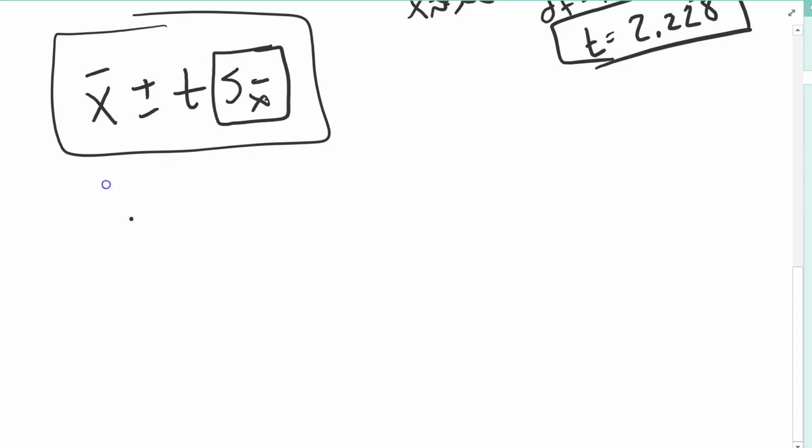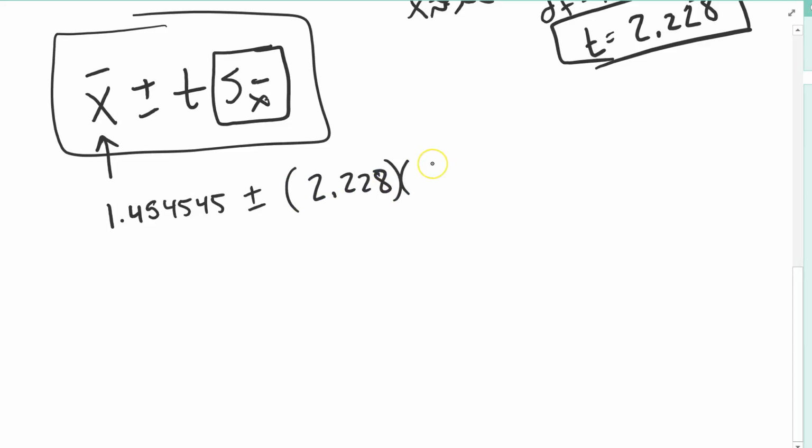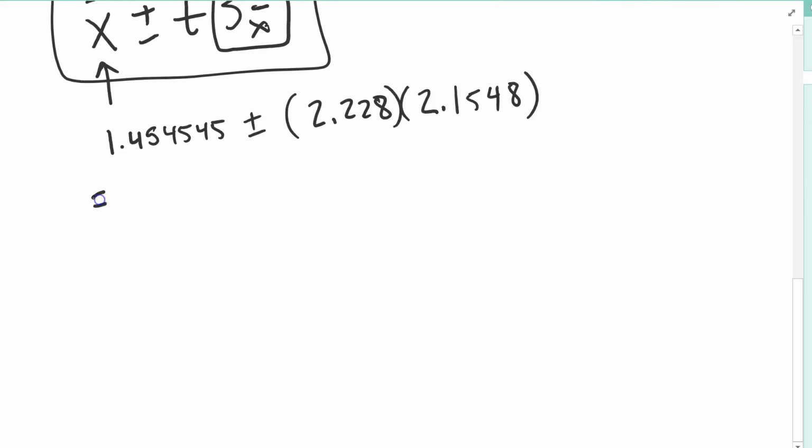So plugging it into this formula to find the bounds, we get x bar, and in this case, be careful not to round. So we get 1.45 plus or minus the t, 2.228, times 2.1548. So this would give me a minus 3.35 to 6.26.